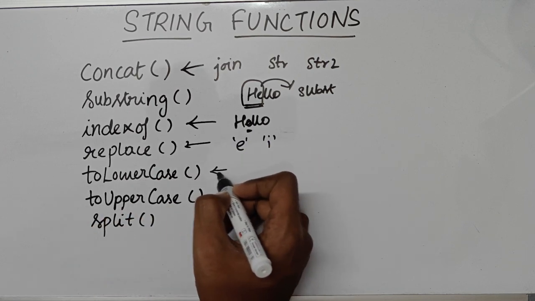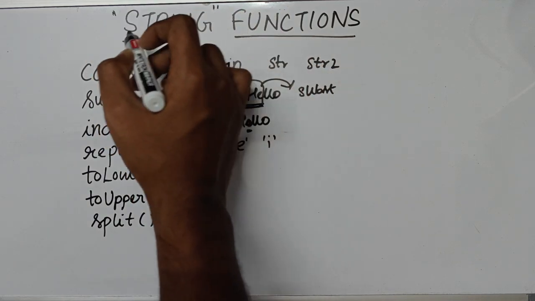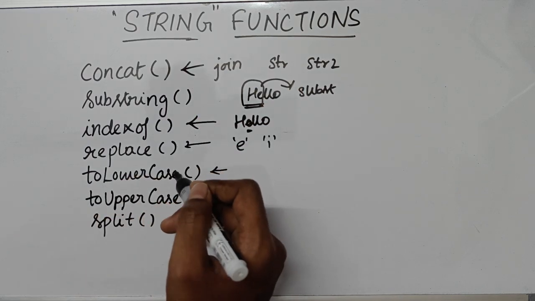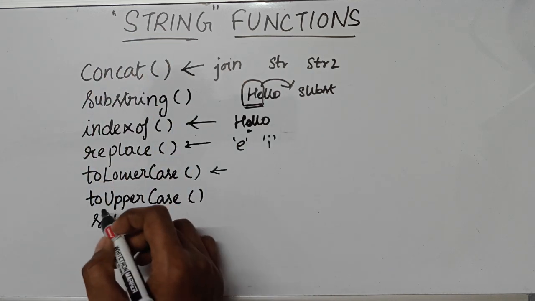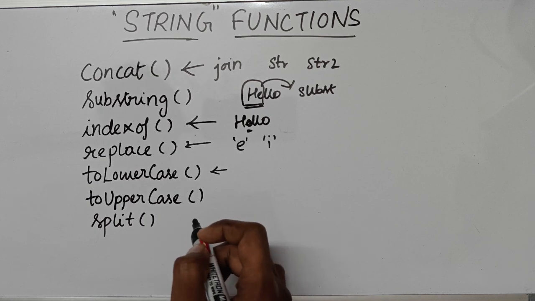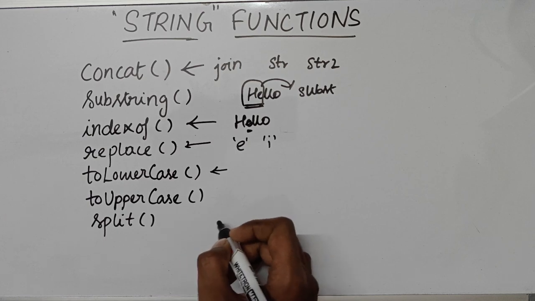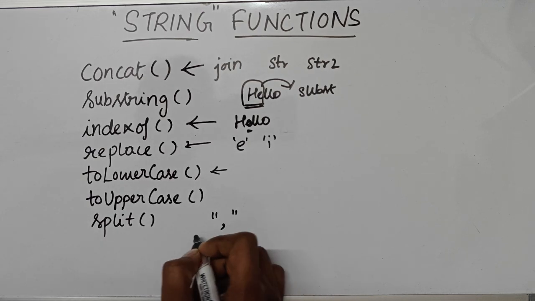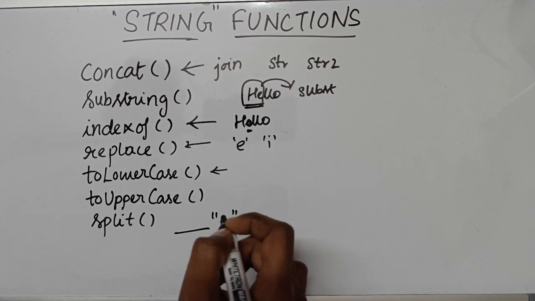So let's see about toLowerCase. Let's say our string is something like this, which is all in uppercase. If you use toLower, we are going to convert this into lowercase. And toUpper is to convert the string into uppercase letters. And split, we will see how we can split a given string based on some character. Let's say we want to split based on comma.